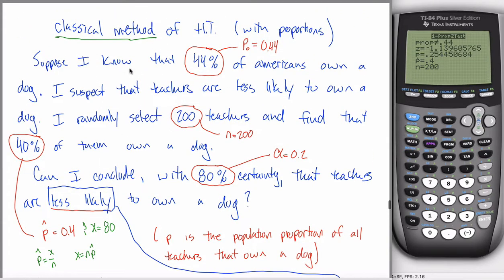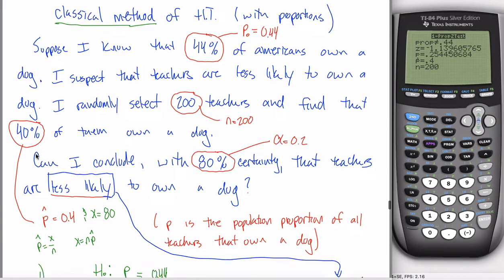So I have the same setup. I know that 44% of all Americans own a dog. So that's the population proportion. This is the baseline value that I'm going to be comparing my sample proportion against. So this is P naught, that's equal to 0.44. And here I'm kind of getting into what my claim is going to end up being, but we can return to that later. As far as data goes, I randomly select 200 teachers. That's my sample size, so N is 200. And find that 40% of them own a dog.